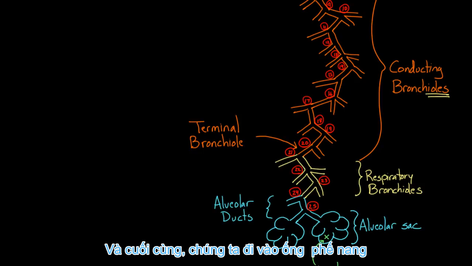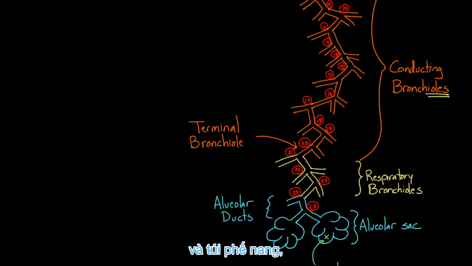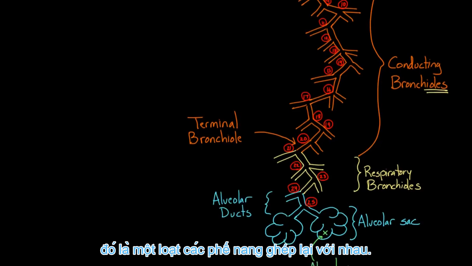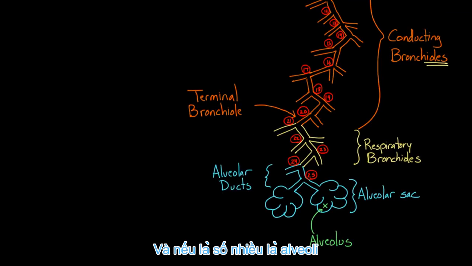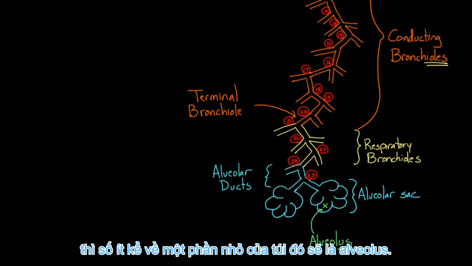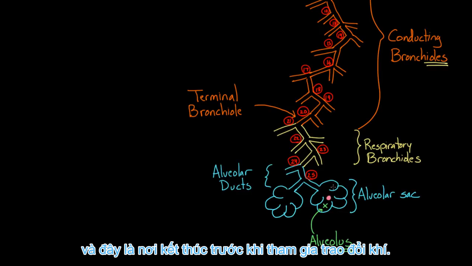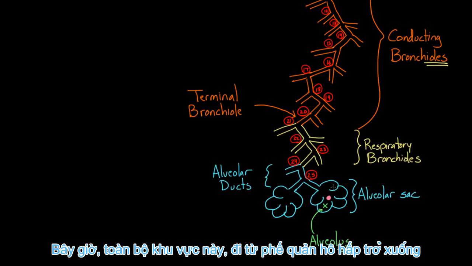And then finally you get into the alveolar ducts and the alveolar sac, which is a few alveoli put together. The plural is alveoli, and the singular, just talking about one little part of that sac, would be alveolus. So that's where our little molecule of oxygen ends up, before it's going to participate in gas exchange.